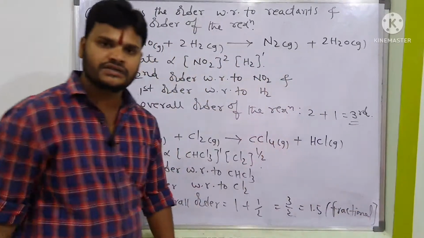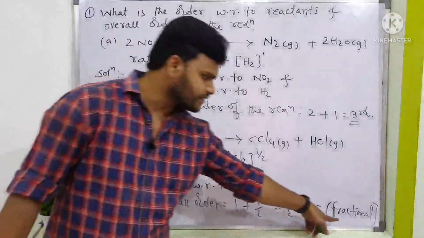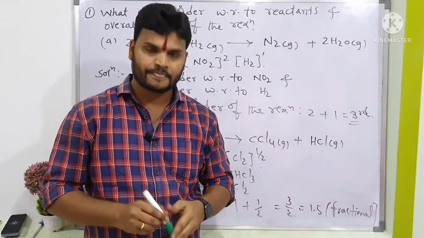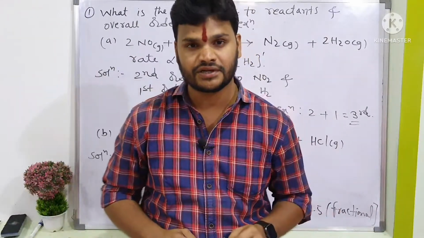Is it clear, my dear students? So here overall order is fractional. Here overall order is third order. Very simple concept. Clear?